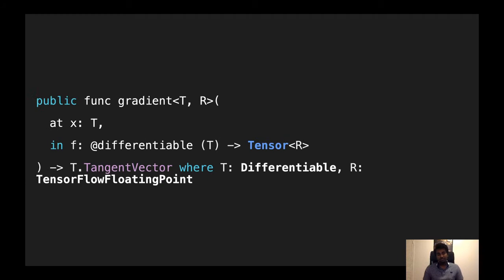So what exactly does the gradient function take? The gradient function over here takes an x, which is of type T. This is all generics. It takes a function which is differentiable, which takes T and returns a tensor.